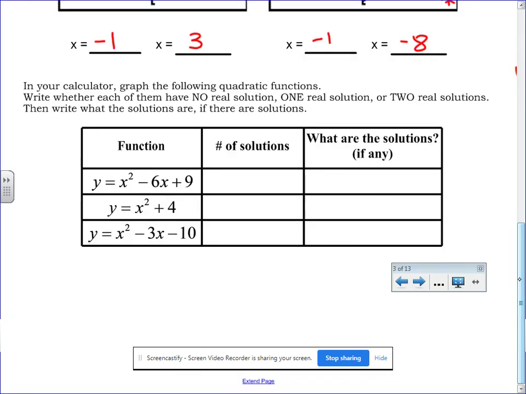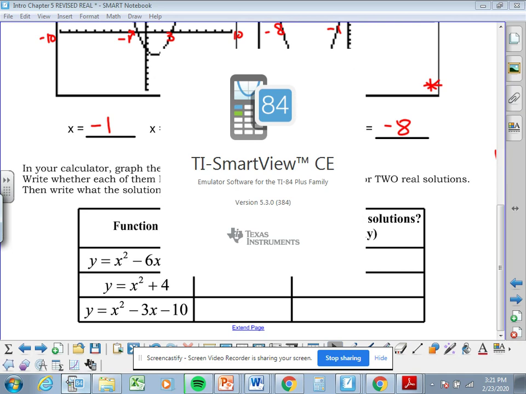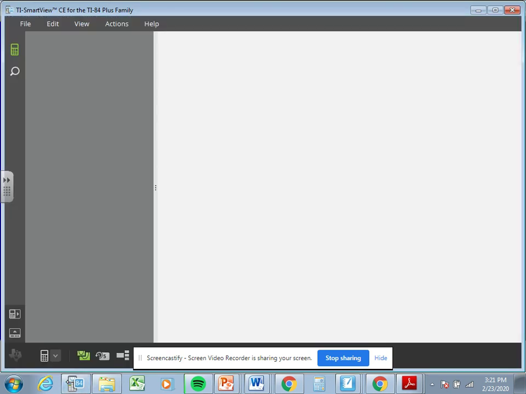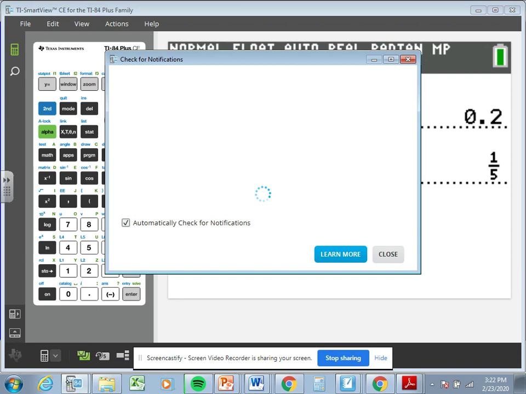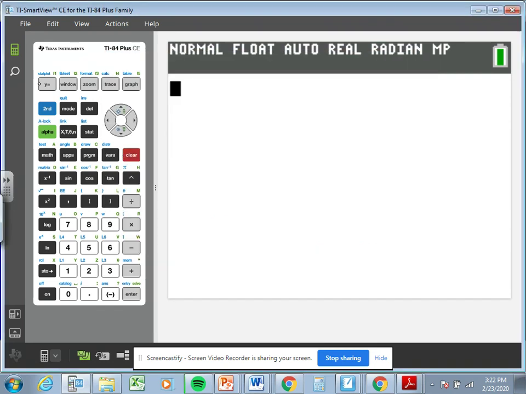So I'll do it with you. I'll be all fancy and hold my calculator. I'll just have to tell some jokes while I do it because it takes forever, as you know. So you have these three functions, and I want you to tell me first how many solutions it has, and second, where they are. Okay?